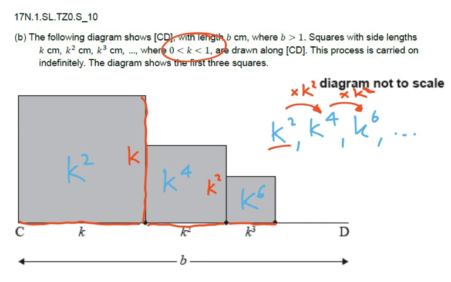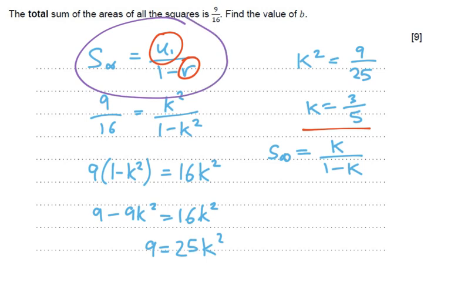Finally, I'm going to work out the sum of the lengths here. So the lengths are, you're adding k to k squared to k cubed and so on, and you're going to find the sum of this sequence. And this time the common ratio is k, so you're timesing by k to get to each term. Again, it's going to be sum to infinity. So I've substituted into the same formula where the first term is k and the common ratio is also k.